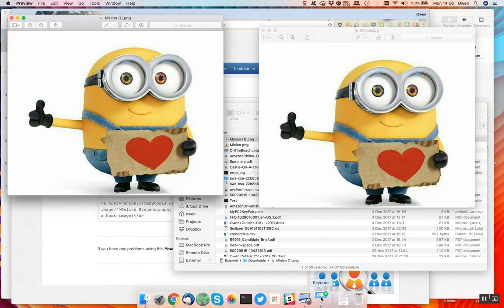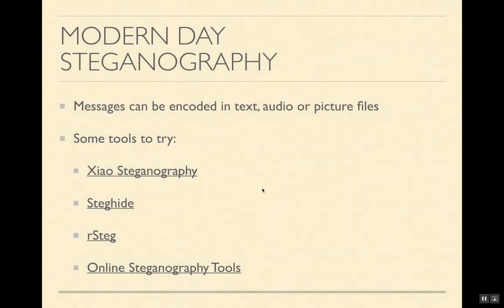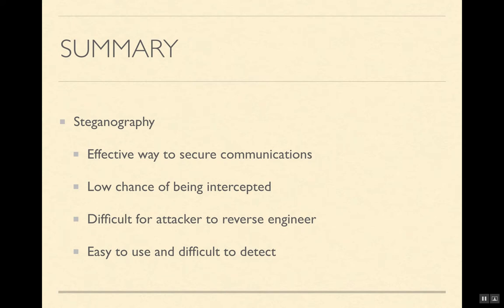So I'm just going to jump back to my slide deck, and after our demo, a quick summary of what steganography is about. So it's an effective way to secure communications, because if you don't know that there's a hidden message, then there's no chance of this message being intercepted. Which brings us to the second point, low chance of being intercepted, as you can see. It's very, very difficult for an attacker to reverse engineer this technique, because if you don't know it exists, then how do you take it out?